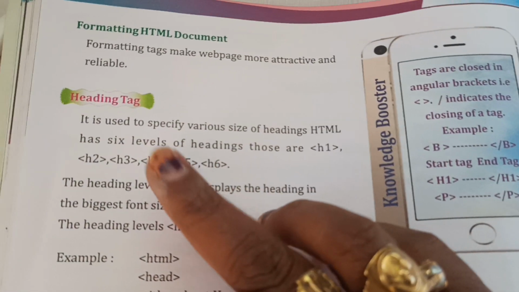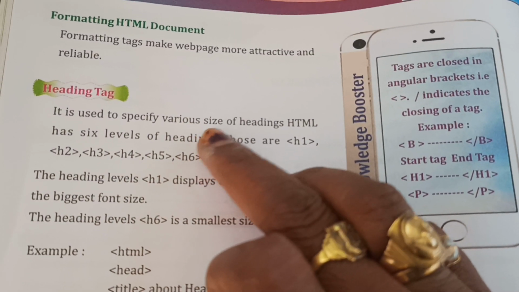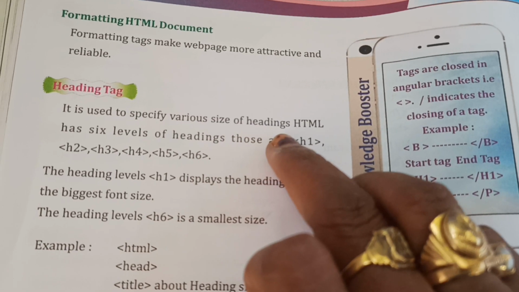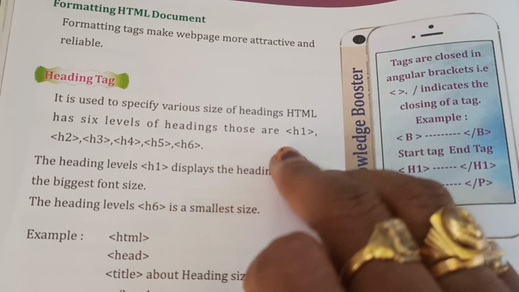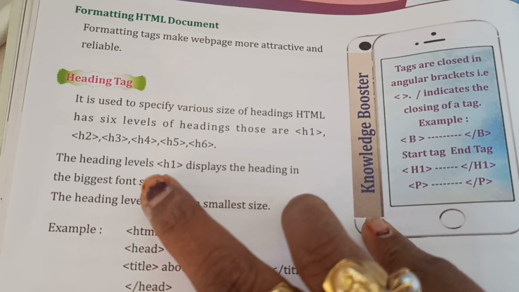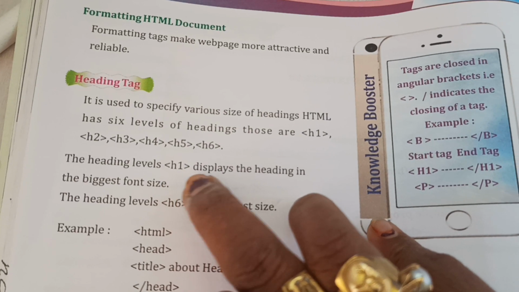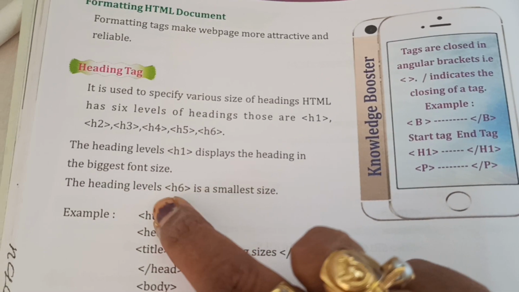Another one, the heading tag. It is used to specify various sizes of heading. HTML has 6 levels of headings. Those are H1 to H6. The H1 heading level displays the headings in the biggest font size.